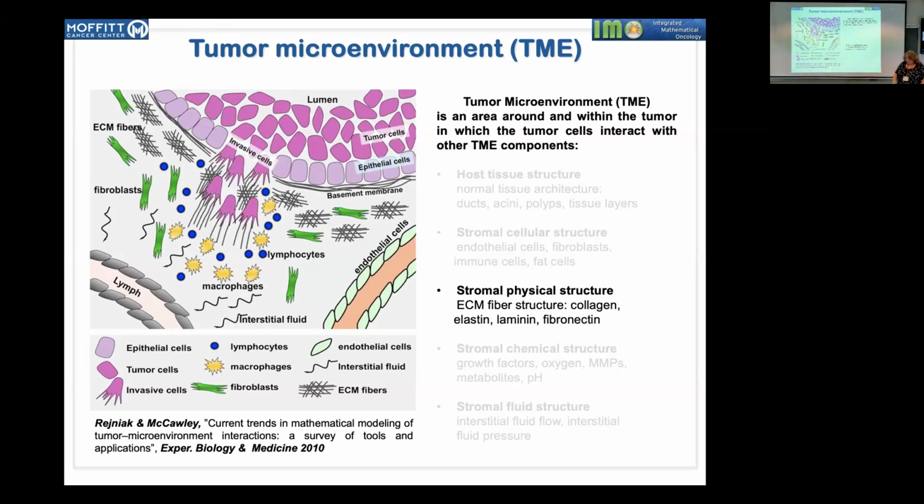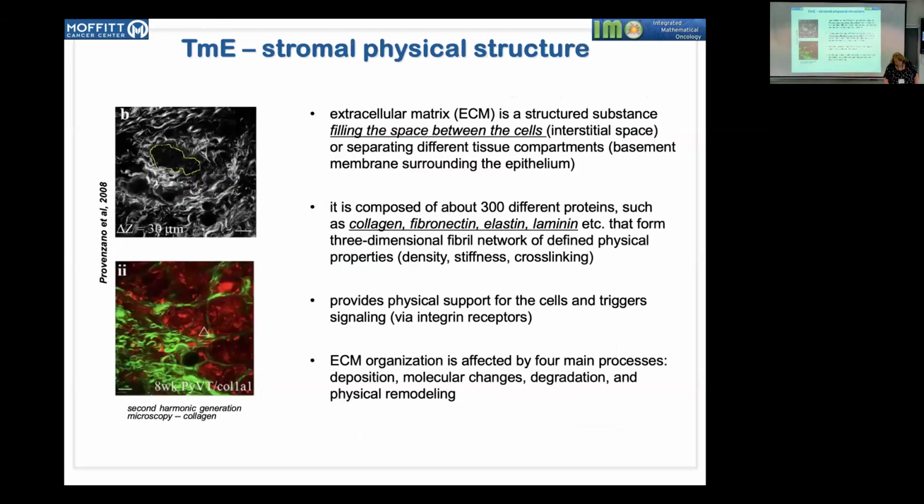Okay, so now I want to talk about the extracellular matrix. The extracellular matrix is like a structured substance that fills the space in between the cells. There are about 300 different proteins that could form the extracellular matrix. We will be focusing on collagen because that's the one that could be visualized with second harmonic generation microscopy. So what you could see here in color or in black and white are the fibers of collagen that are visualized with this method. The ECM provides the support for all the cells, but also can trigger signaling.